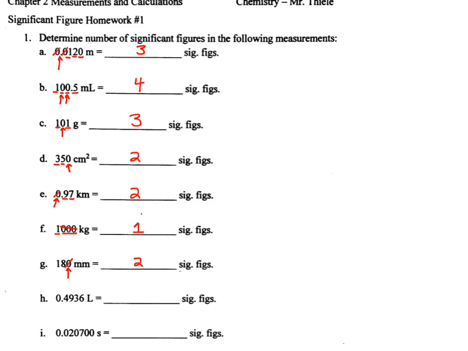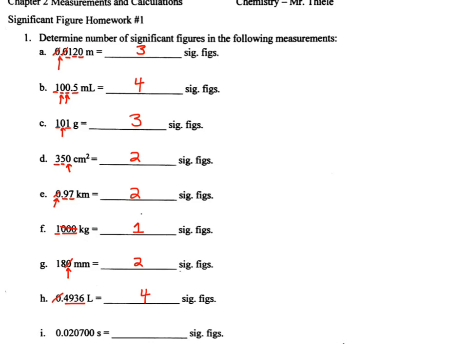Now we have 0.4936 liters. This number begins with a 0. Any 0 before non-zero digits is insignificant, but all of these are non-zero digits, so each of those would be considered to be significant. So this number has 4 significant figures.